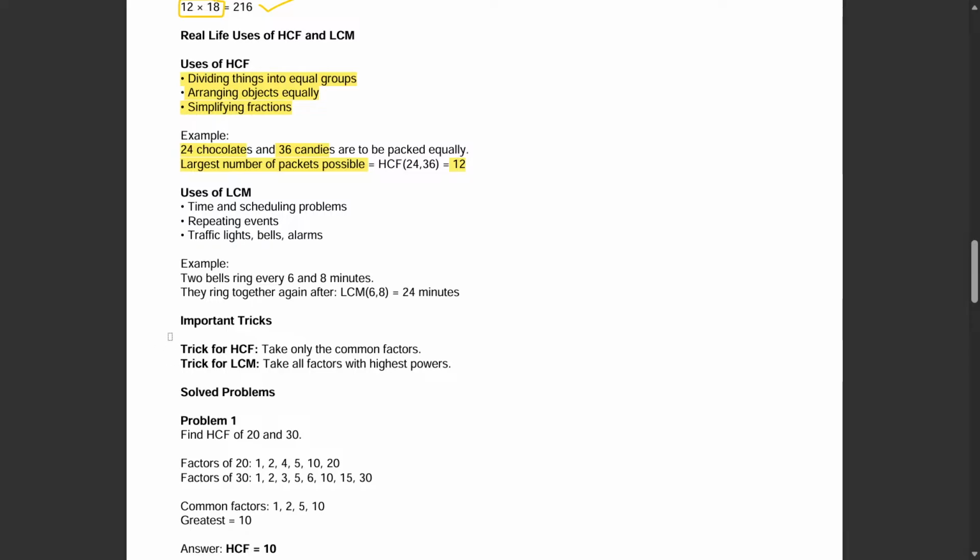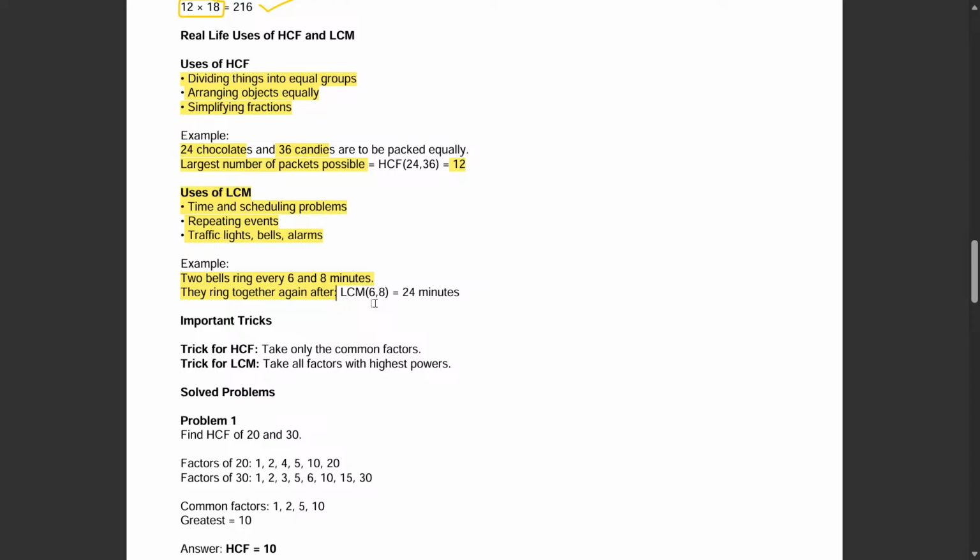Okay. And uses of LCM. What are the uses of LCM? Time and scheduling problems, repeating events, traffic lights, bells, alarms. Okay, so let's take an example. Two bells ring every 6 and 8 minutes. They ring together again after how many minutes?